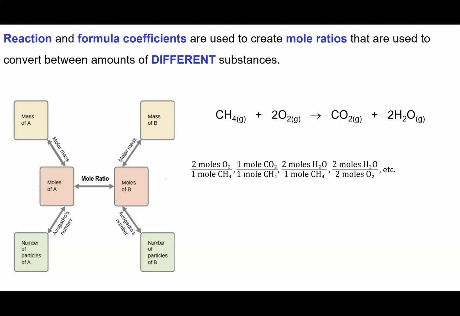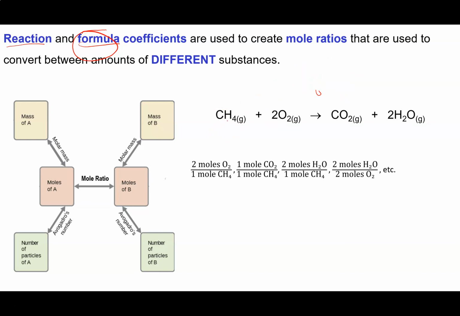So how do we get these mole ratios? Well, we get them from reaction and formula coefficients. So here's a balanced equation. Your equation must be balanced before you can begin to create mole ratios. And if I look at a formula, I can see that within methane, you get 4 moles of hydrogen for every 1 mole of carbon. You see, that's using what we call formula coefficients to generate the mole ratio.